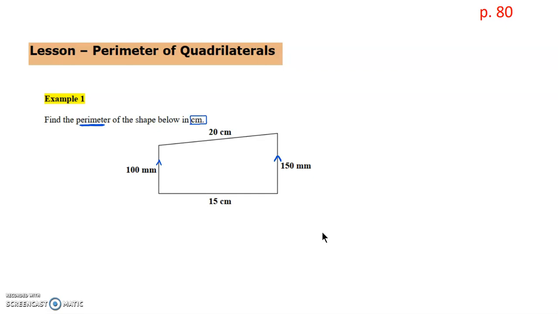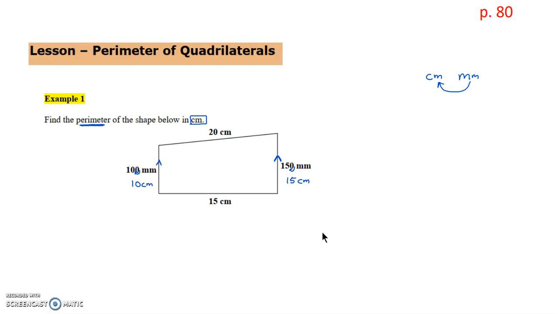The problem here is that they want the perimeter in centimeters, but two of our measurements are in millimeters. So on our metric line, millimeters and centimeters are next to one another. So if we want to convert to centimeters, we're going to move our decimal one place over. So 150 millimeters becomes 15 centimeters, and 100 millimeters becomes 10 centimeters.